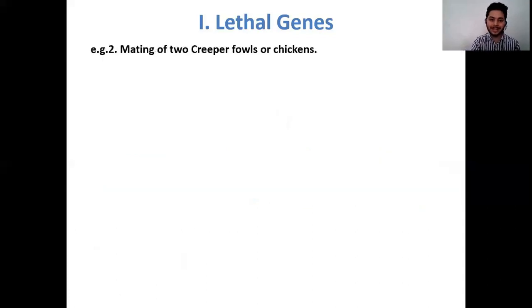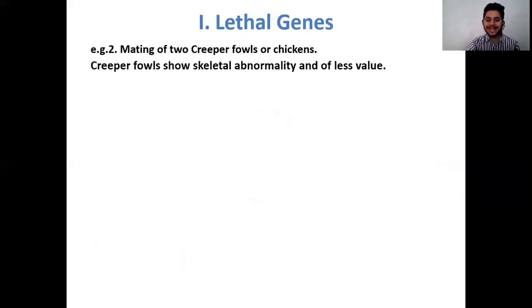Let us understand another example, and that is of the creeper fowls or chickens. These creeper fowls possess a lethal gene denoted by capital C. When this lethal gene is present, the fowls show skeletal abnormality. What I mean by skeletal abnormality is that these creeper fowls show crooked legs, and they are of very little economic value. Therefore these creepers are of no importance to us.